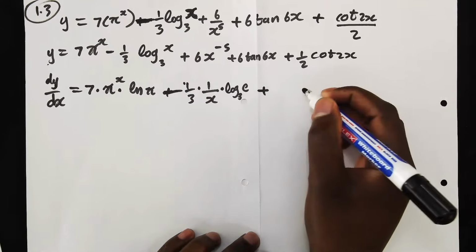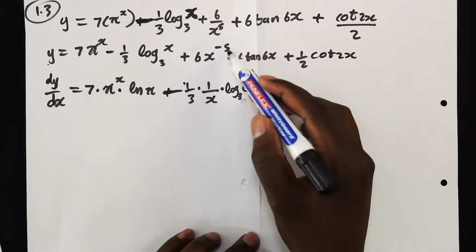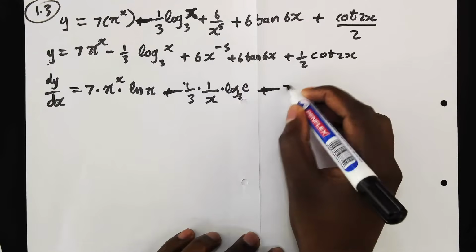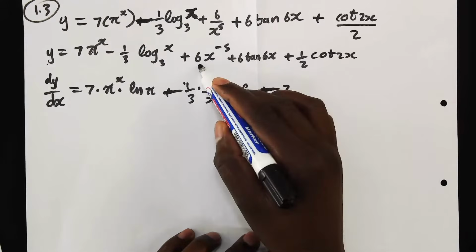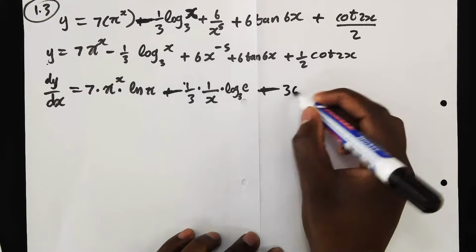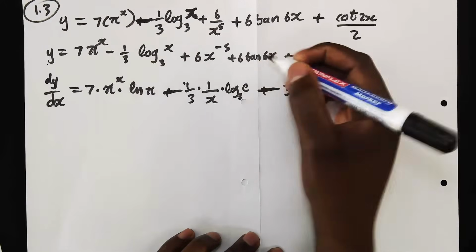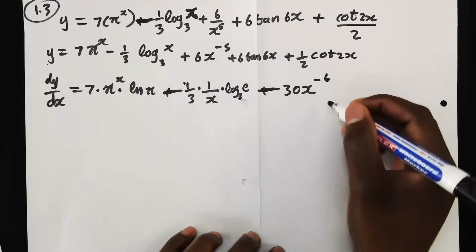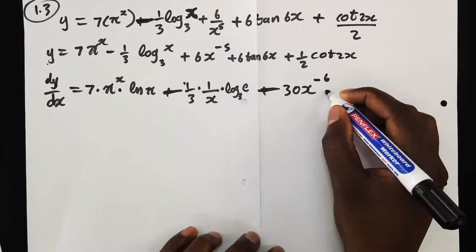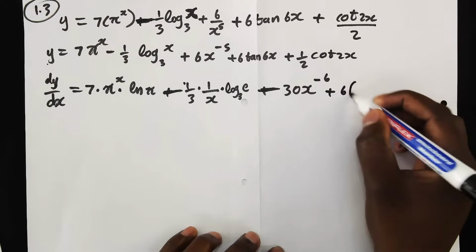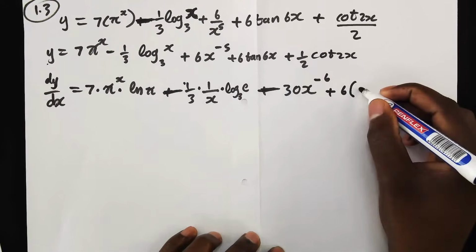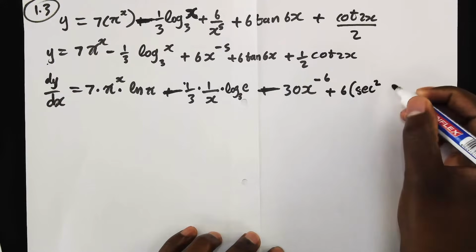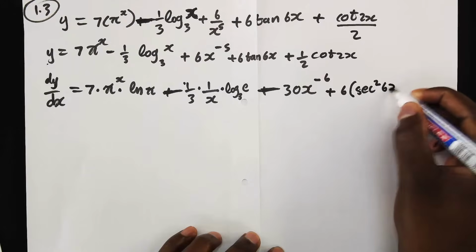So plus, we are derivating, don't forget, minus 5 times 6 is negative. Minus 5 times 6, negative 30. Subtract 1 from minus 5, we have negative 6. Therefore, plus 6. Derivative of tan 6x. It will be sec squared. Look into the formula sheet. Sec squared of the same angle.